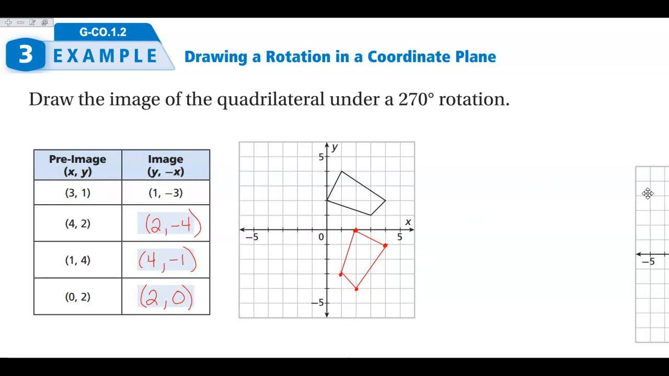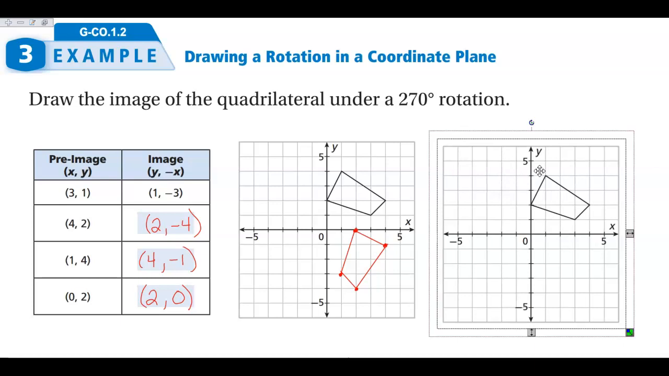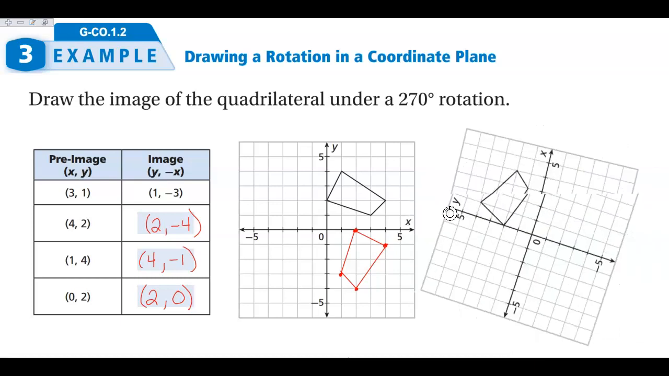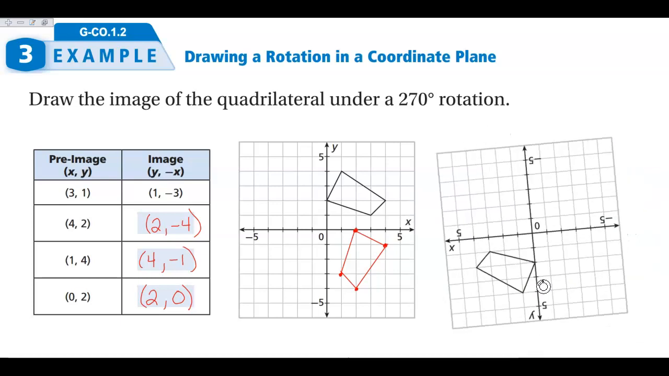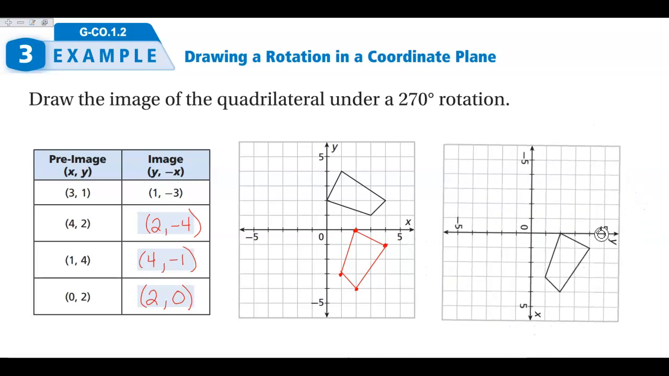All right, so again, we can check our work by actually turning our paper. Here's 90, 180, 270. Do these match? Yes, they do. So again, turning your paper is a great way to check your work. Any questions on that? If you do, go ahead and write them down right now.